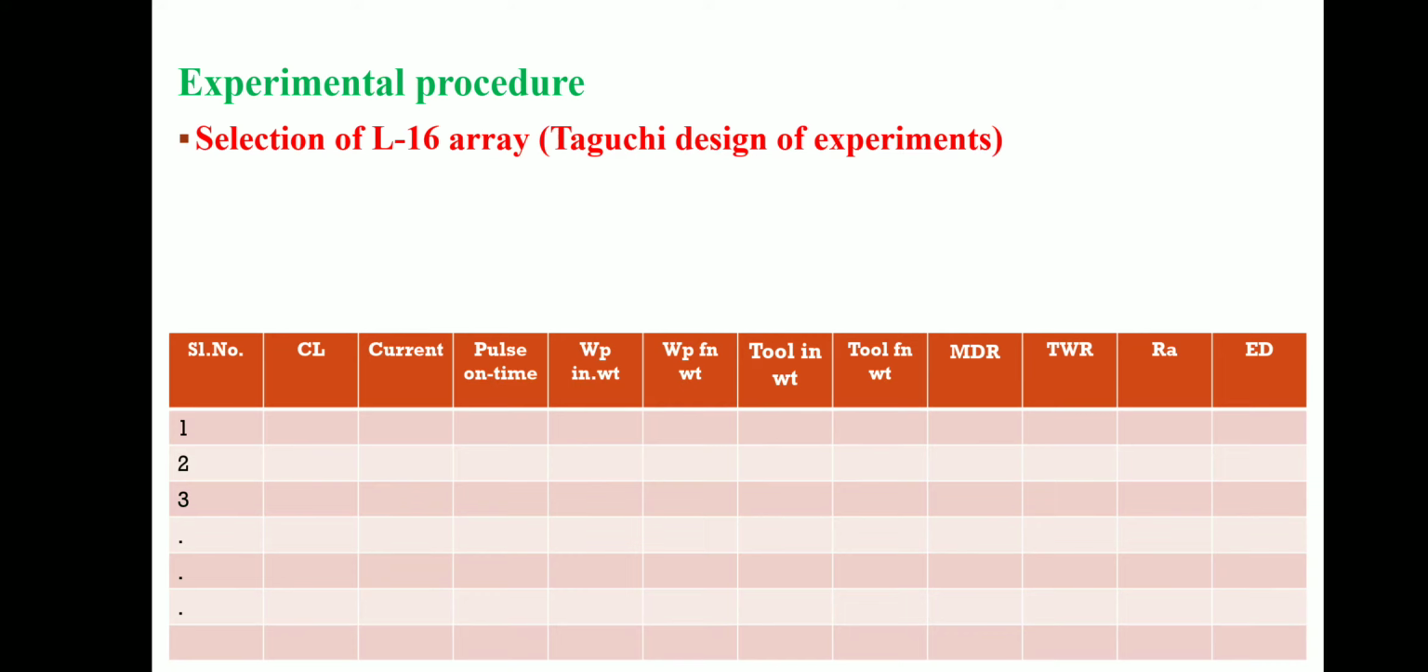The material deposition rate can be measured by taking weight of the workpiece before and after the experiment divided by the deposition time. The unit of the MDR is mg per minute. Similarly, the tool wear rate can be measured by taking weight of the tool before and after the experiment divided by deposition time. The unit of TWR is also mg per minute. The unit of surface roughness and edge deviation is micrometer.